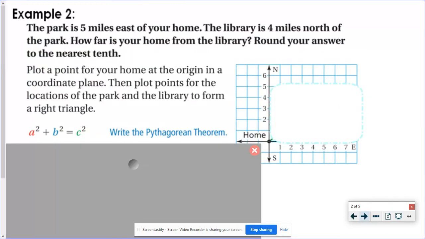If they give you a situation, kind of like what we've done already with applications and drawing pictures, says the park is 5 miles east of your home. The library is 4 miles north of the park. How far is your home from the library? Round your answer to the nearest tenth.